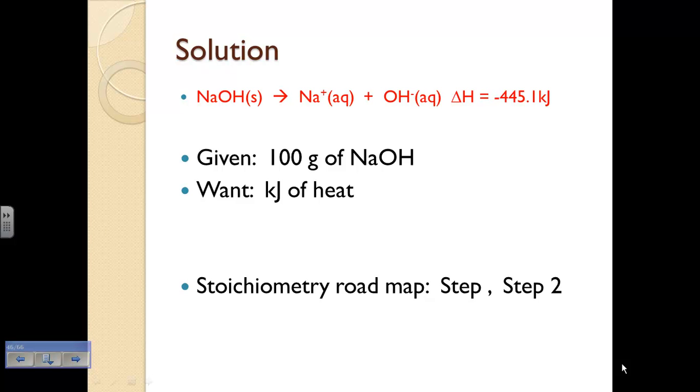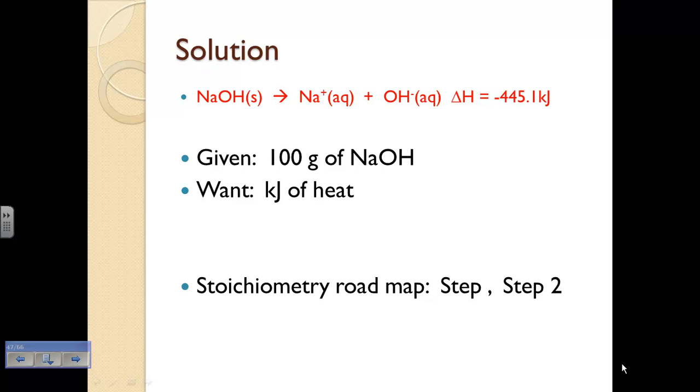Solids break apart into aqueous ions. You may put the water above the arrow indicating that it's a physical process where a solid is simply breaking apart. The word is dissociating into its aqueous ions. And along the way, 445.1 kilojoules of heat was released. So there's the recipe. Given 100 grams of NaOH, we want to know kilojoules of heat. Given a mass, calculate a kJ.